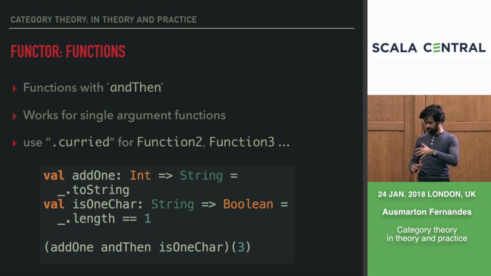So we're just taking a function which goes from int to string, and a function which goes from string to a boolean, and then we are composing the two. The other way around, I wouldn't be able to call is1Char before I call add1, because the types wouldn't line up in that case. So that's something which is very important when composing multiple functions.